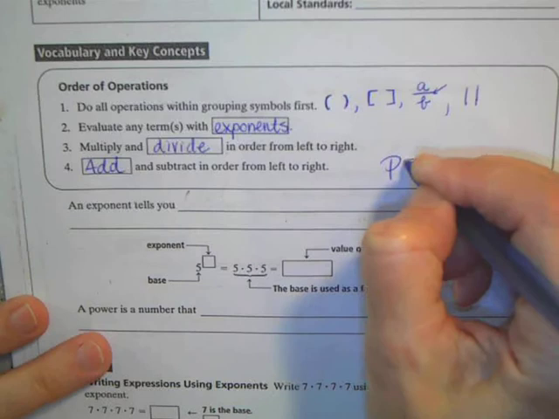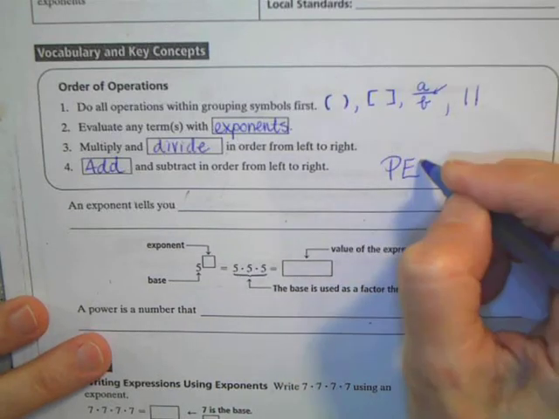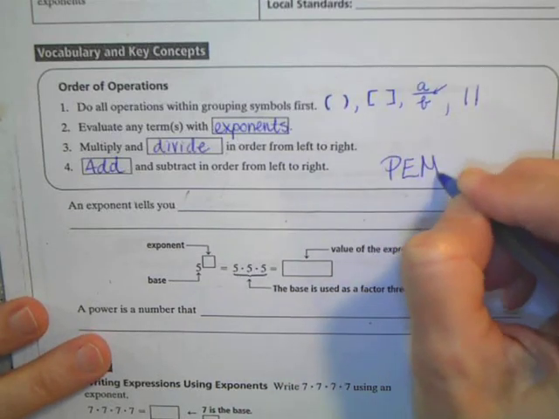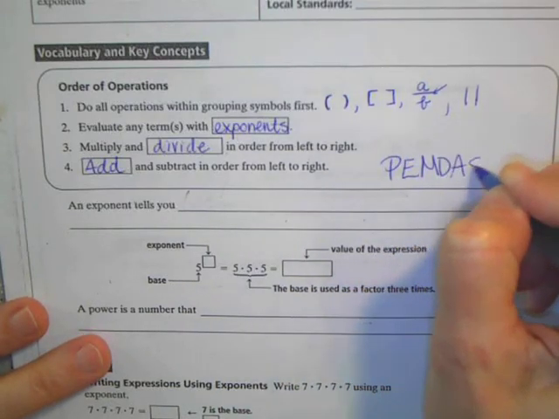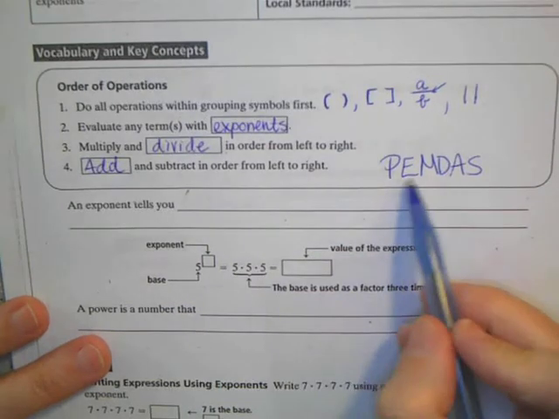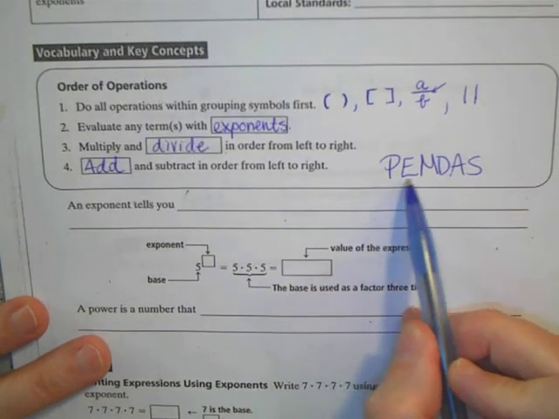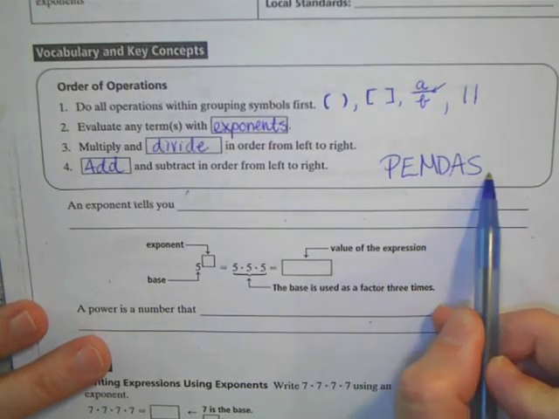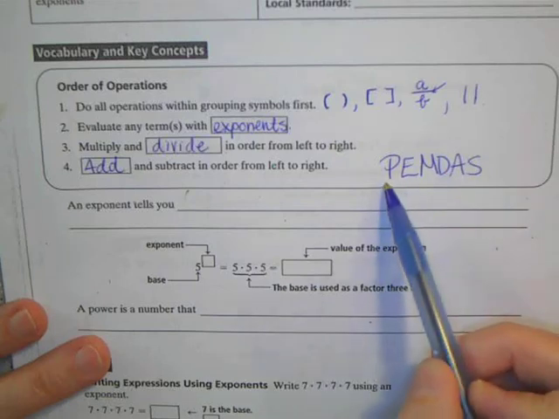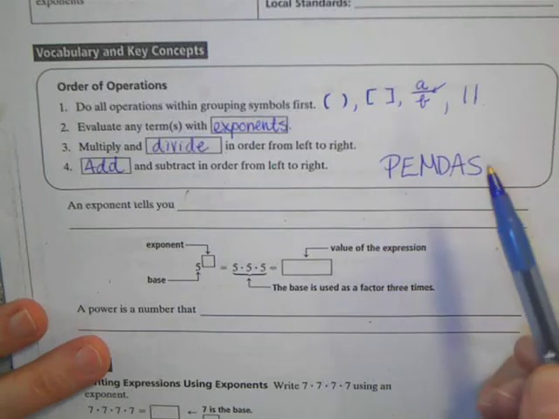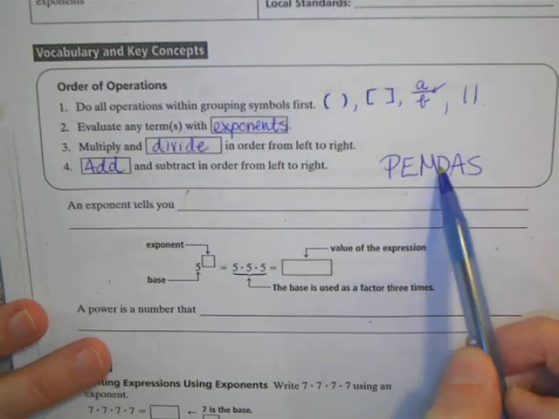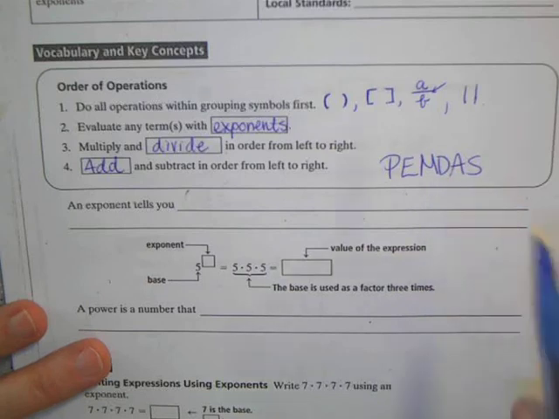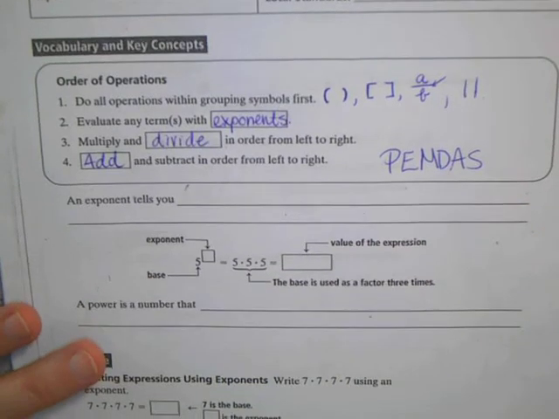Okay, so that adds an extra letter in an acronym that we have. PEMDAS: please excuse my dear Aunt Sally, or parentheses, grouping symbols, exponents, multiply and divide from left to right, and add and subtract from left to right.